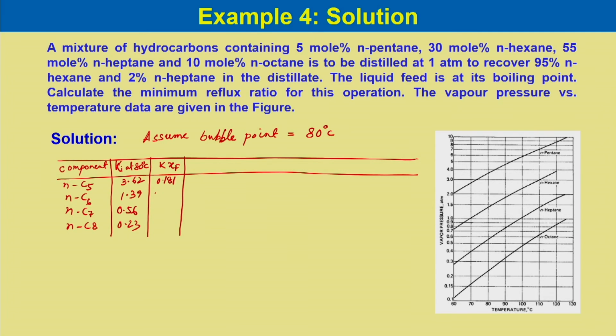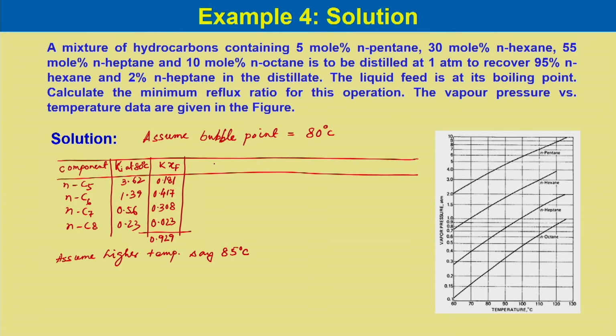0.181, 0.417, 0.308 and 0.023. So, if we sum them up, it would be 0.929. So, this is less than 1. So, let us assume a little higher temperature, say 85 degree centigrade.